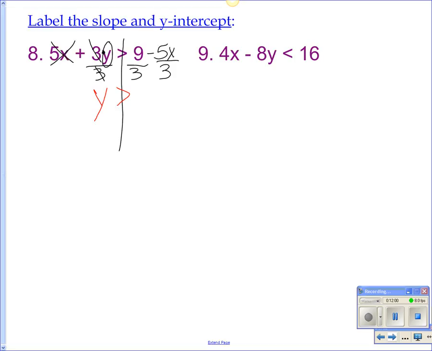Okay? What is 9 divided by 3? 3. What's -5 divided by 3? Math, enter, enter. And drop down your x. Drop down your x. All right, Tamara, what's your m on this one?